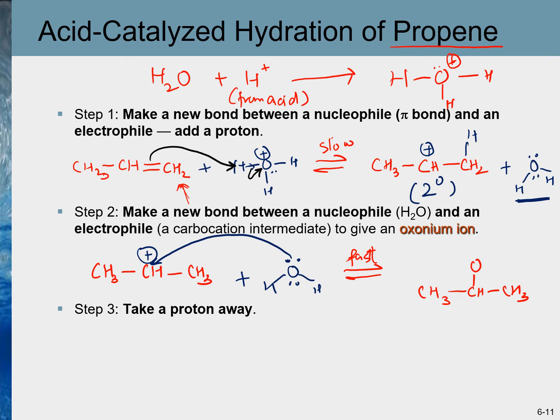In oxonium ion, oxygen has a positive charge, so this is the oxonium ion. And the oxonium ion is not a stable molecule, so the last step will be a transfer of proton. So in the final step, the oxonium ion will lose a proton. That's a loss of proton step.